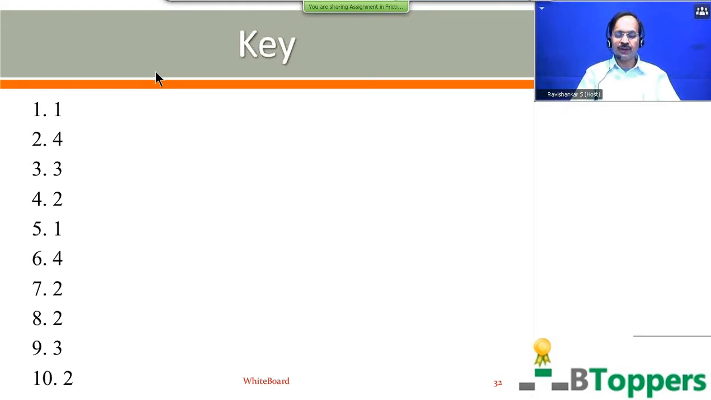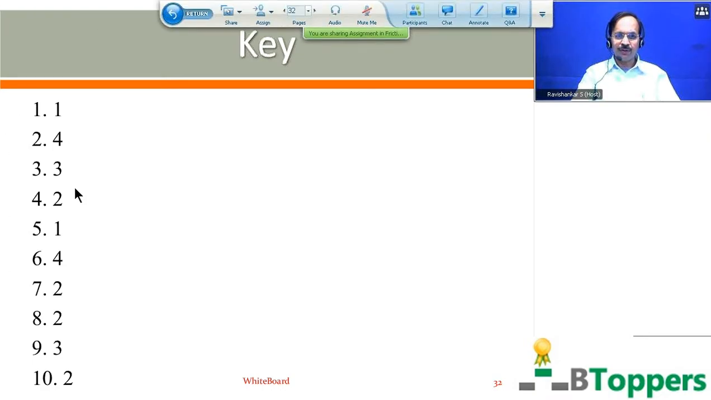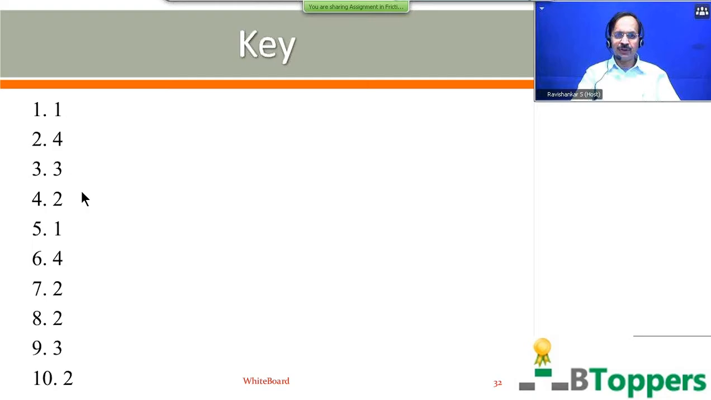You can observe the answers for the first 10 questions on the screen. You can check your answers one by one. For question number 1, first option is answer. For question number 2, fourth option is answer. For question number 3, third option is answer. For question number 4, second option is answer. For question number 5, first option is answer.